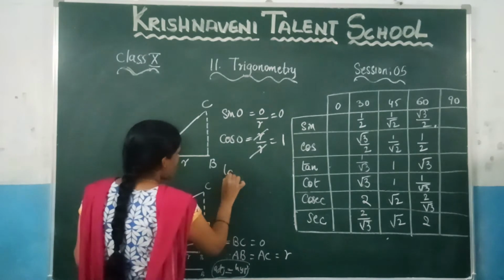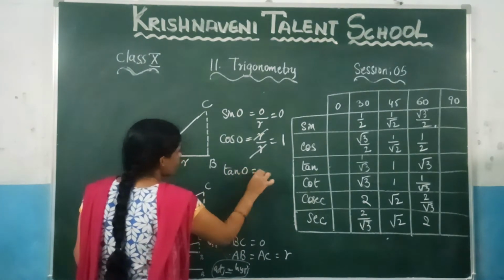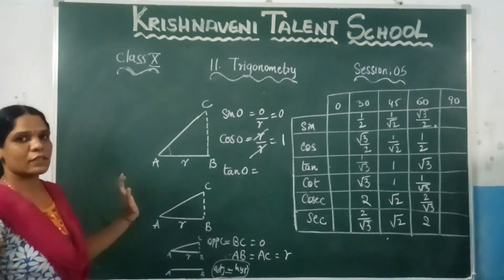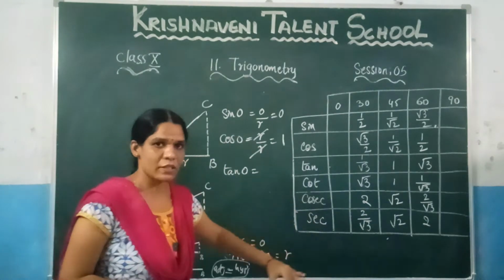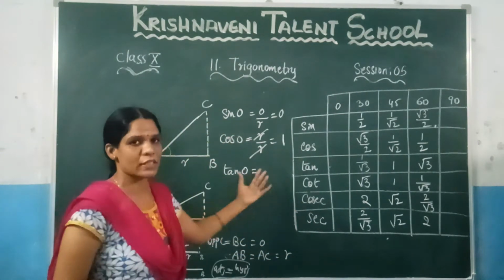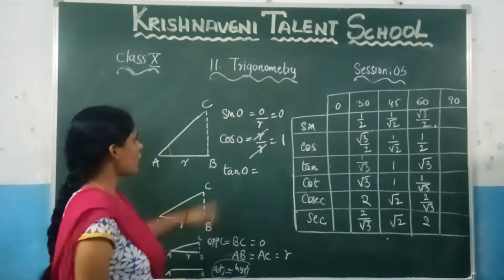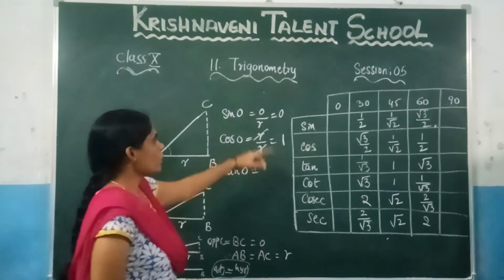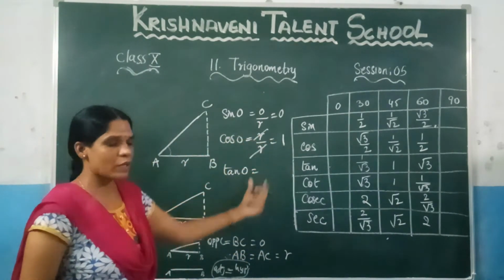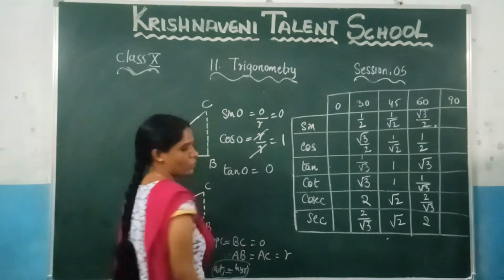Now let us talk about tan 0. You know the relationship between these two: if you divide these two, you will get tan 0. What is the value of sin 0 by cos 0? Which is nothing but 0 by 1, which gives you the result as 0.